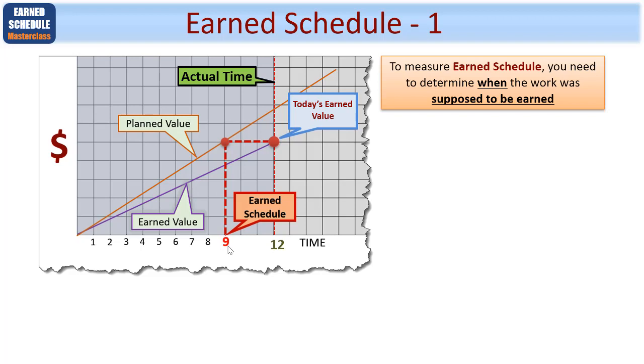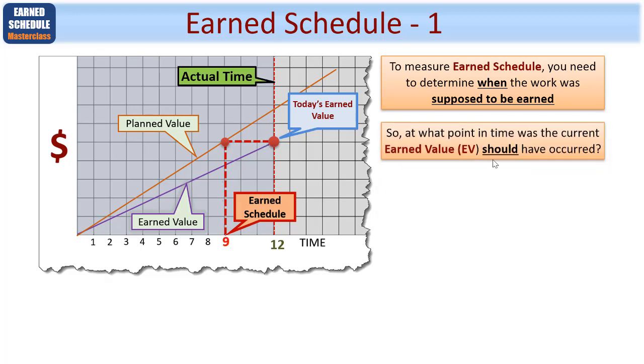And in this example, I'm showing, although you're at week 12, what you've earned in terms of schedule is only up to week 9. So in other words, in order to measure earned schedule, you need to determine when the work was supposed to be earned, just as I've shown on this graphic. So, at what point in time, using the current earned value, when should it have actually occurred?